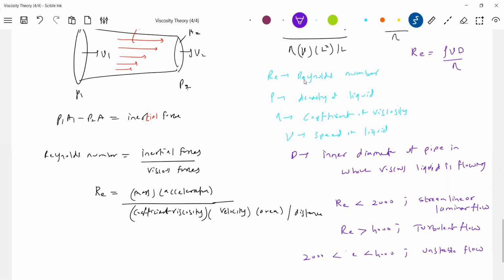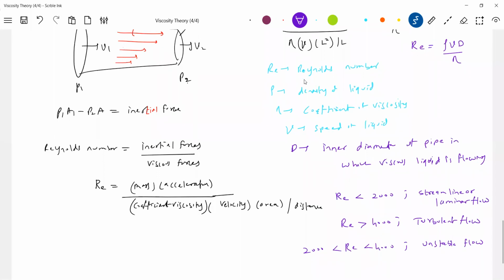Why do we need this? I have to check whether it is streamline or turbulent flow. Usually we want laminar flow here. So I will rewrite the Reynolds number equal to rho V D by eta. I know what type of liquid I'm using, and I'll always go for streamlined flow. I'll put around 1500. Then the coefficient of viscosity, inner diameter of pipe, and density of liquid are known. With this, if I solve, I'll get a velocity called the critical velocity.